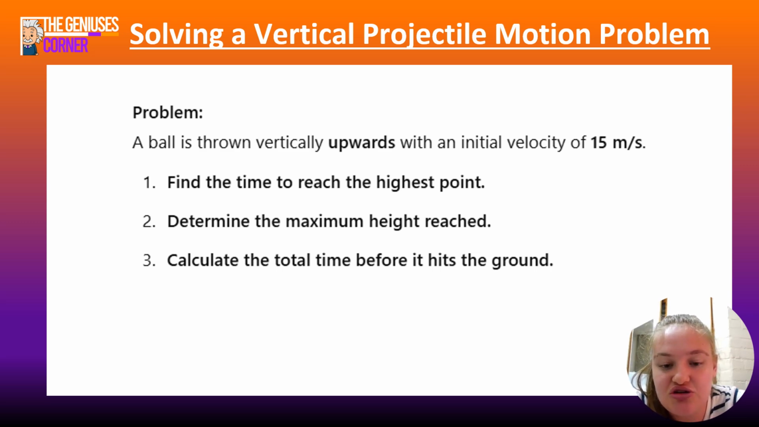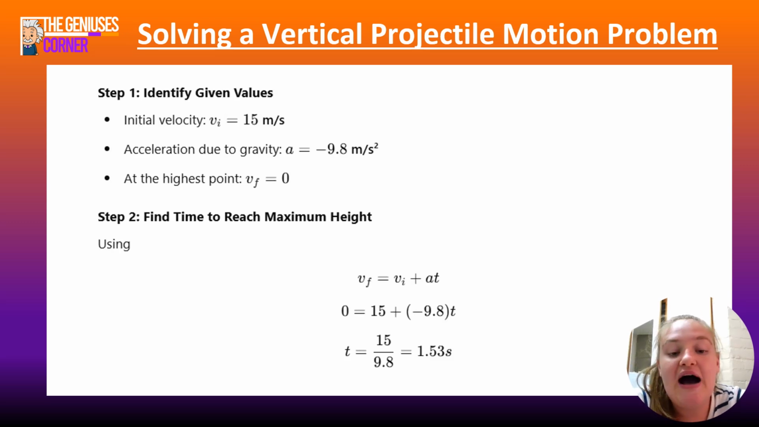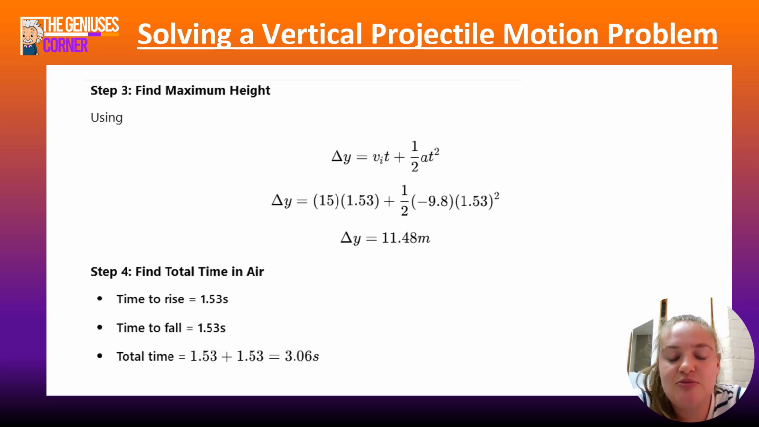Find the time to reach the highest point. Now we just follow the steps. We identify the given values and write them down. Then we find the time to reach maximum height. We choose an equation, we substitute the values, and then we get an answer. Then for maximum height, we do the exact same thing. We substitute our values after we choose an equation and get an answer.